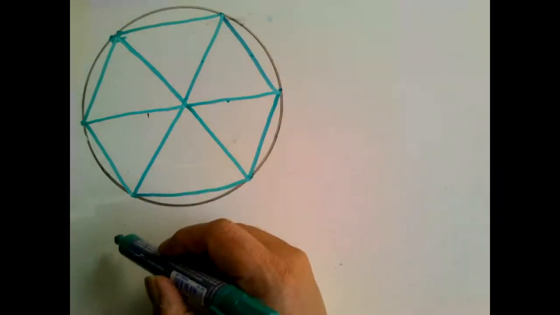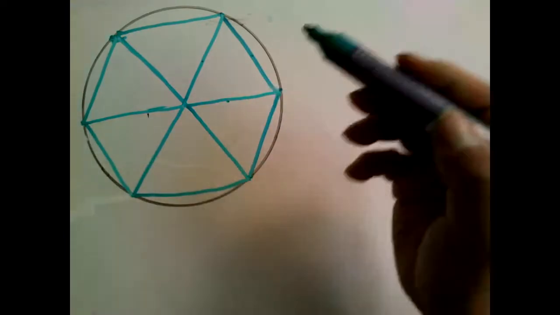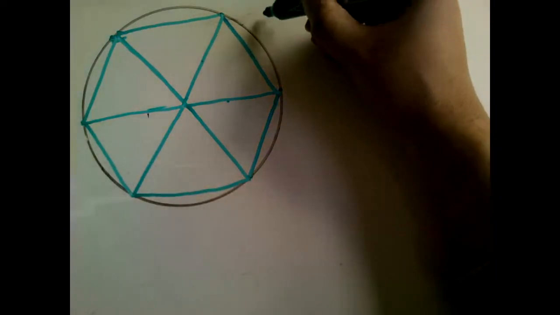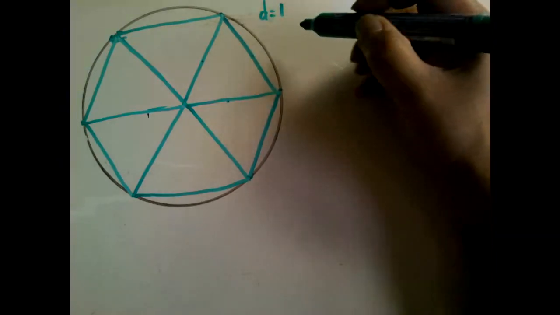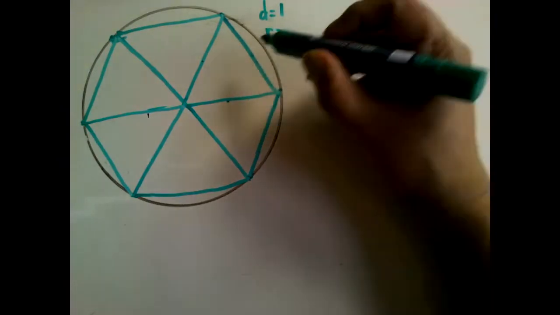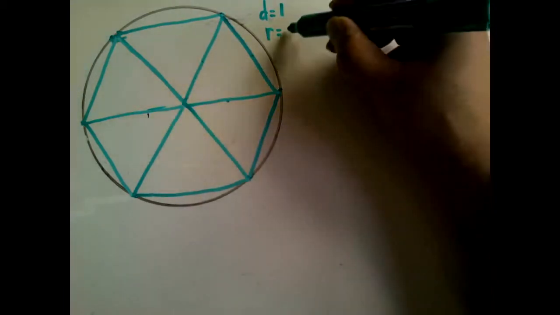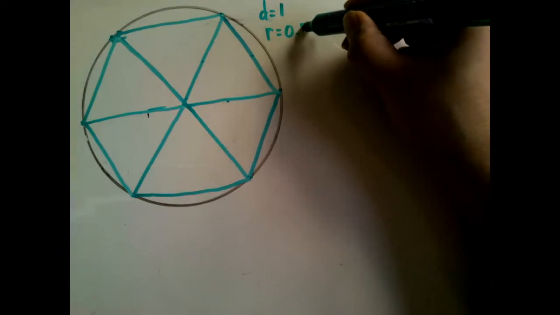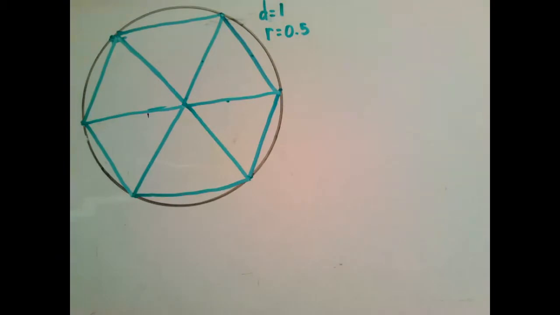So now we know that this is a unit circle and the diameter here is pretty straightforward. The diameter here is 1. And so that makes the radius, from here to here or from here to here, 0.5. And just by looking at this, we know then, and it's very easy to calculate the perimeter of the hexagon.